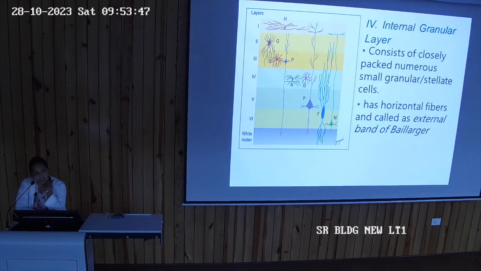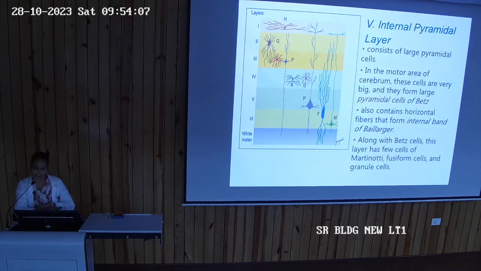Then we have internal granular, large granule cells. And it also has horizontal fibers which are known as external band of Baillarger. Now this external band of Baillarger is nothing but the white fibers running in the internal granular layer. Likewise in the internal pyramidal layer, we have internal band of Baillarger. In this layer, we find larger pyramidal cells, and these are known as cells of Betz. In the motor area of cerebrum, these cells are very big and they form the large pyramidal cells of Betz.